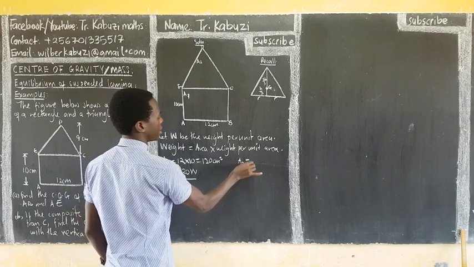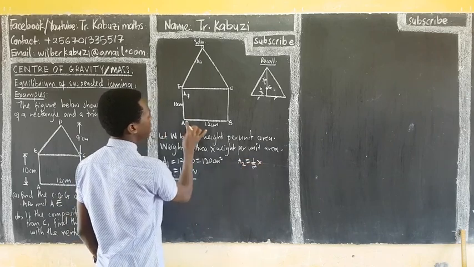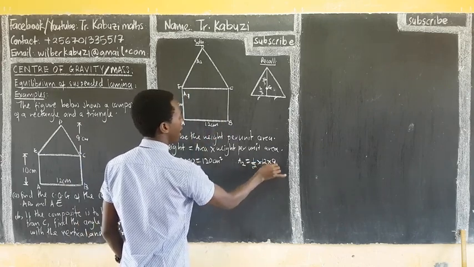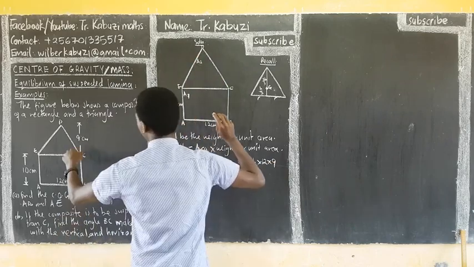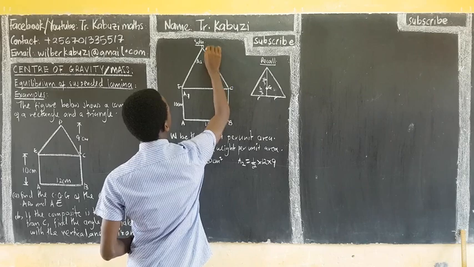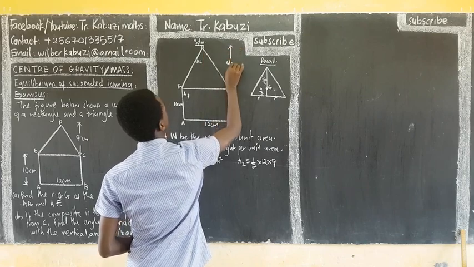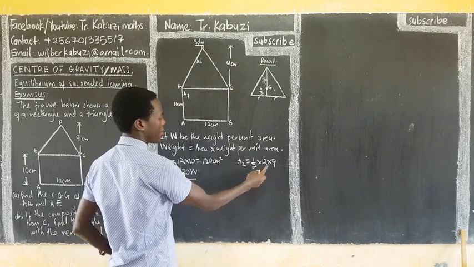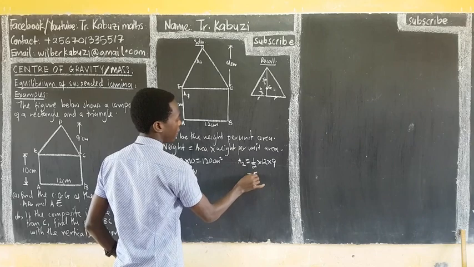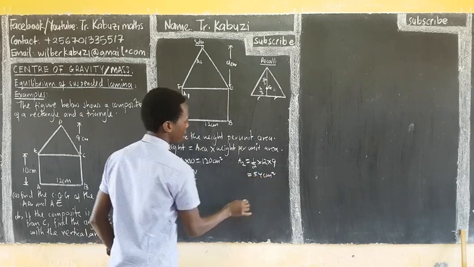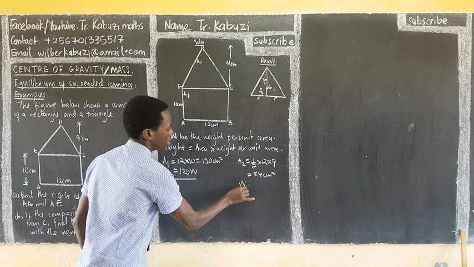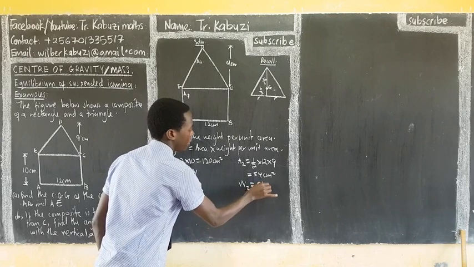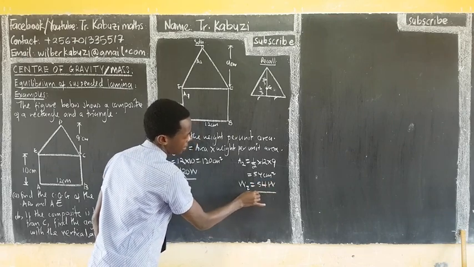Then area 2 is a triangle, which is a half times the base, from here to here, which is 6, times the height, from here to here, which I think you see is going to be 9. So they are telling us that this is 9 centimeters up there. So this is going to be a half times 6 times 9, that will be 27 centimeters squared. So it means that now my weight 2 is going to be the area times the weight per unit area, as simple as that.